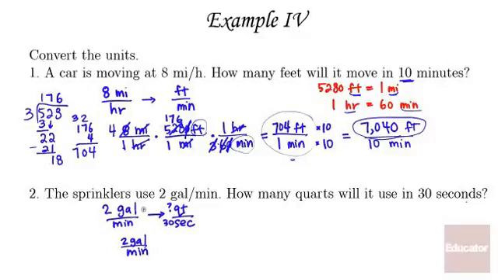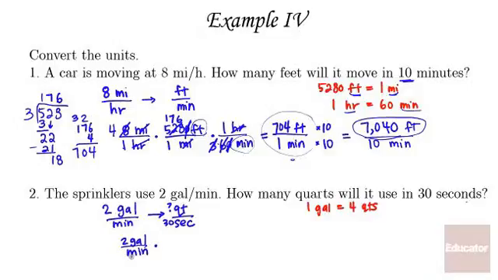Now, since I need to convert gallons to quarts, I know that 1 gallon is equal to 4 quarts. So remember, if this is equal to this, I can change this to a fraction, 4 quarts over 1 gallon. That's going to equal 1. 1 gallon over 4 quarts, that's also going to be the same.